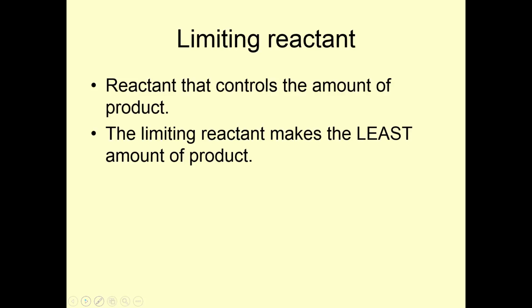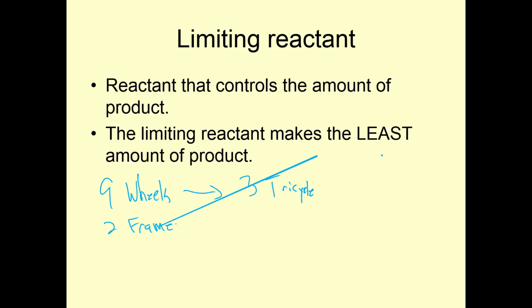All right, limiting reactant is the reactant that controls the amount of product. The limiting reactant makes the least amount of product. So remember when I talked about the tricycles before? What if I said if I had 9 wheels, how many tricycles can I make? And you go, oh, that's 3 tricycles. But what if I only have 2 frames? 2 frames, oh, that's 2 tricycles.